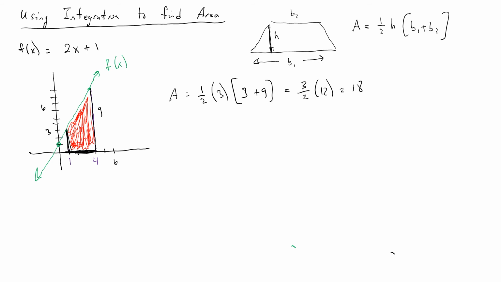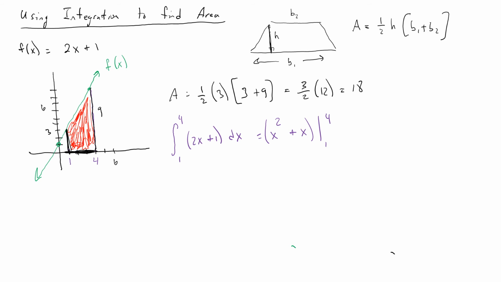And so 18 square units is that area in red. I didn't need calculus for that. But check this out right here. Watch what happens when I integrate the function. If I just integrate the function from 1 to 4, the antiderivative of 2x is x squared, and the antiderivative of the 1 is x.